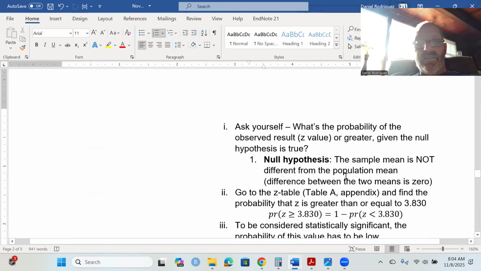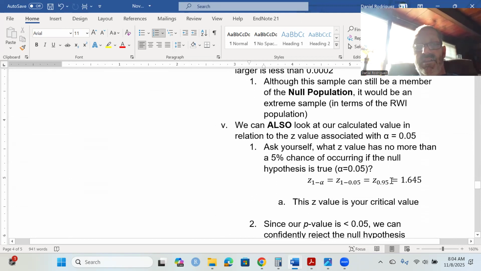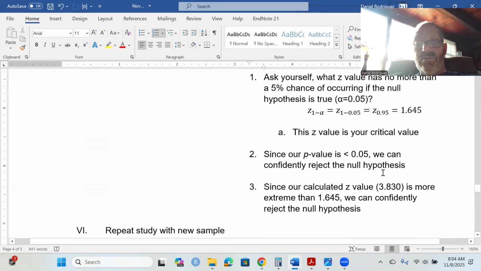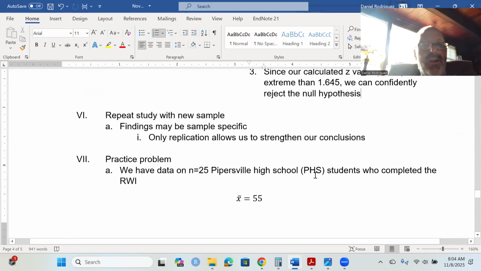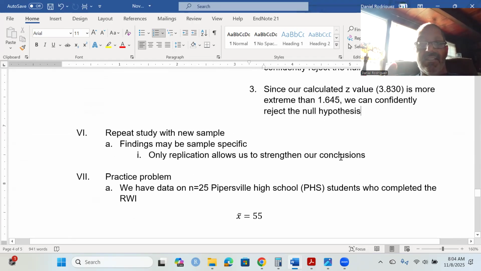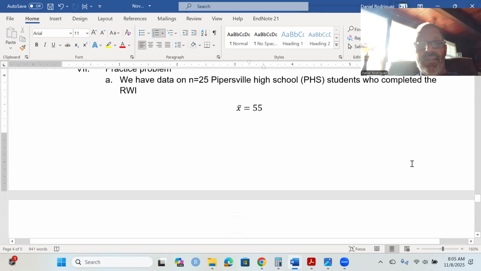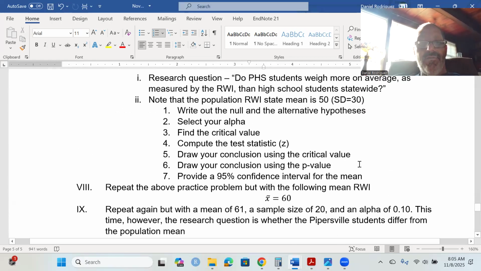So we said that's significant. And then the next step would be to repeat the study again because, like I said, these samples are random, so you want to repeat them over and over again. And then I have a practice problem here for you.